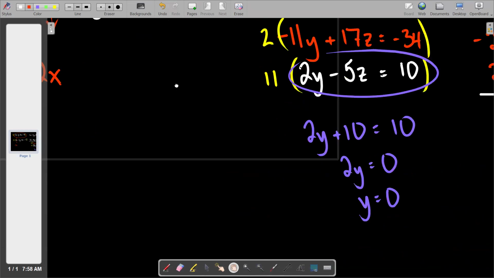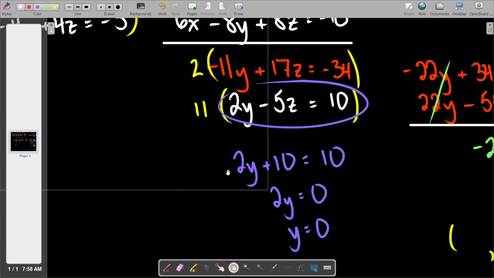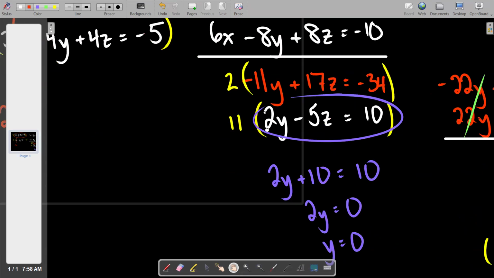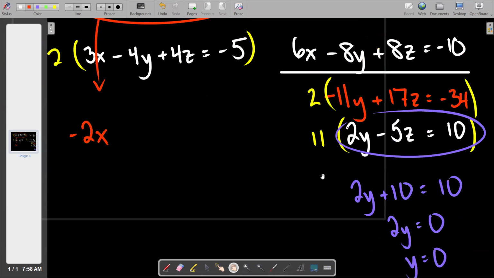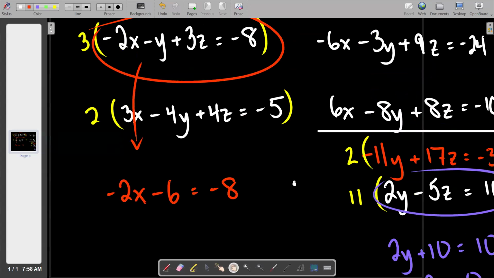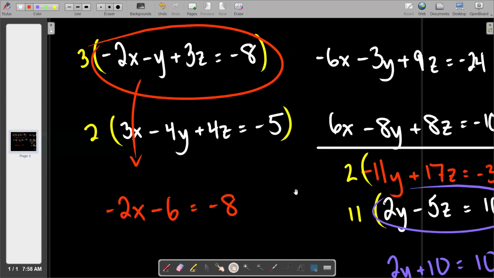So we have negative 2X. And then if we put in our 0 for Y, the Y term just goes away. And then 3 times Z is 3 times negative 2. So that's minus 6 equals negative 8. So that's, again, just the equation at the top of the board in the red oval. It's just that equation having Y and Z substituted in and then recopied.